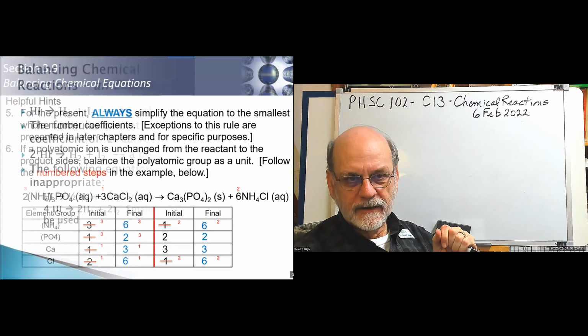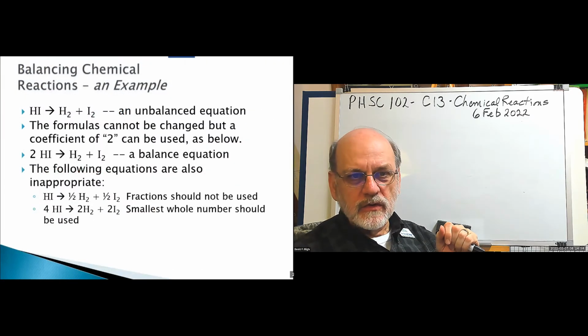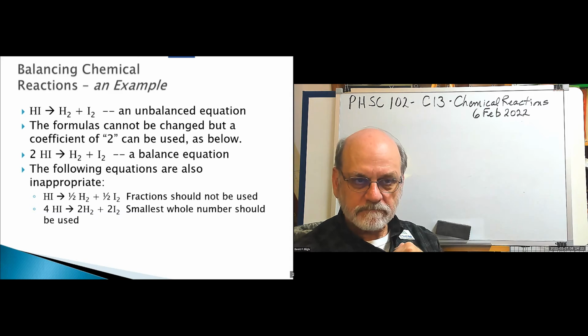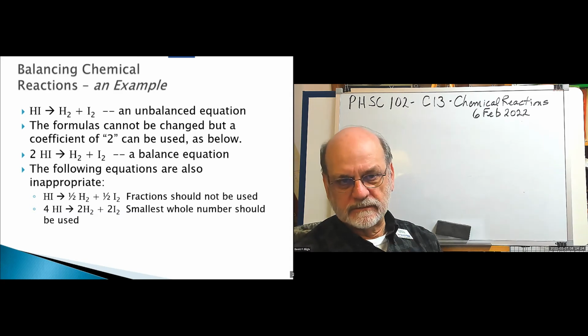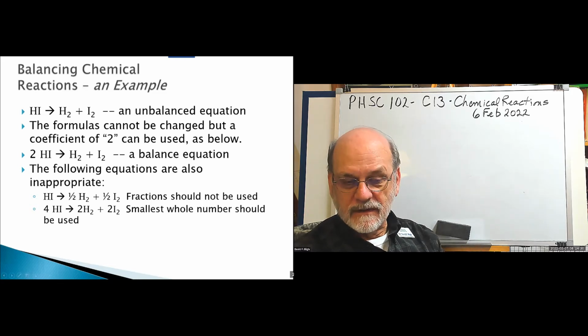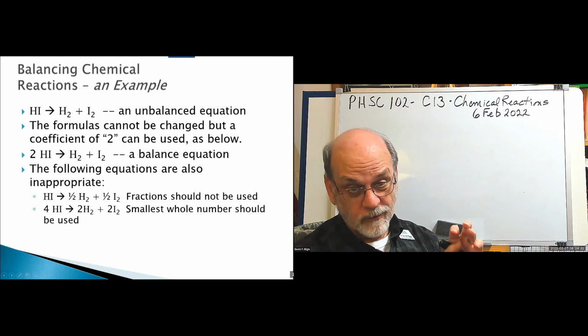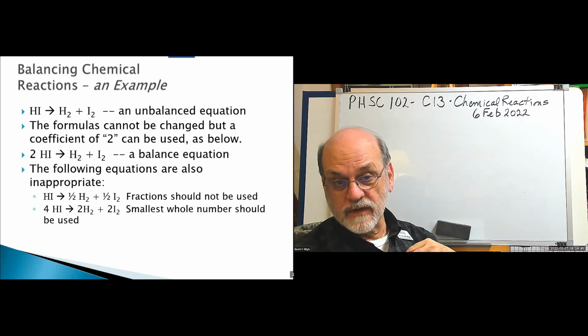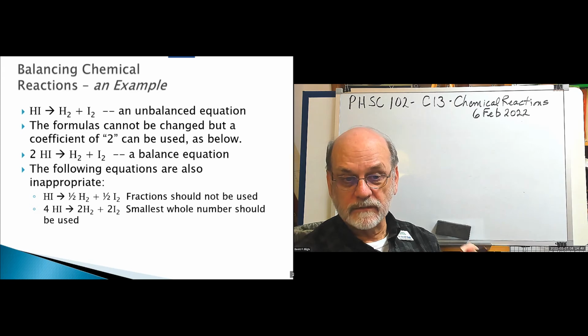All right. So now we're back to the original slide set. Okay, this is just an example. If we have an unbalanced equation, this one is simple. We don't even have to set up a budget, really, because if we put a 2 in front of the hydrogen iodide, we get 2 hydrogens, 2 iodines on the reactant side, and we've already got 2 hydrogens, 2 iodides on the product side. So that's balanced. And it's the simplest whole number.